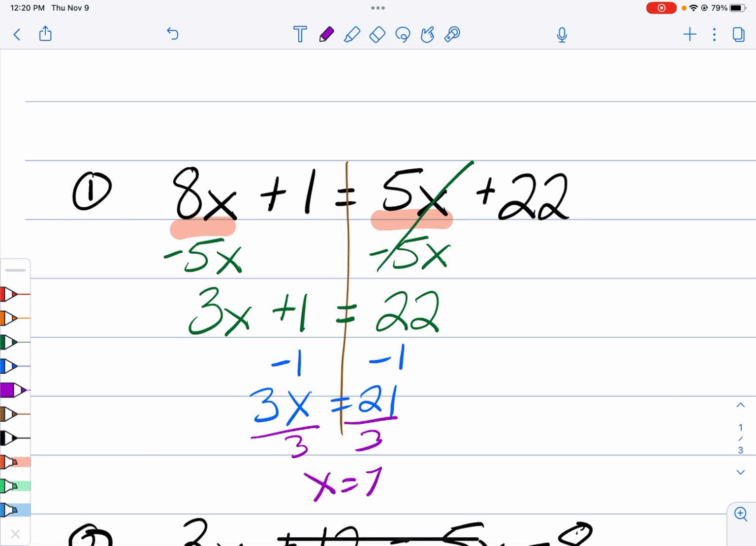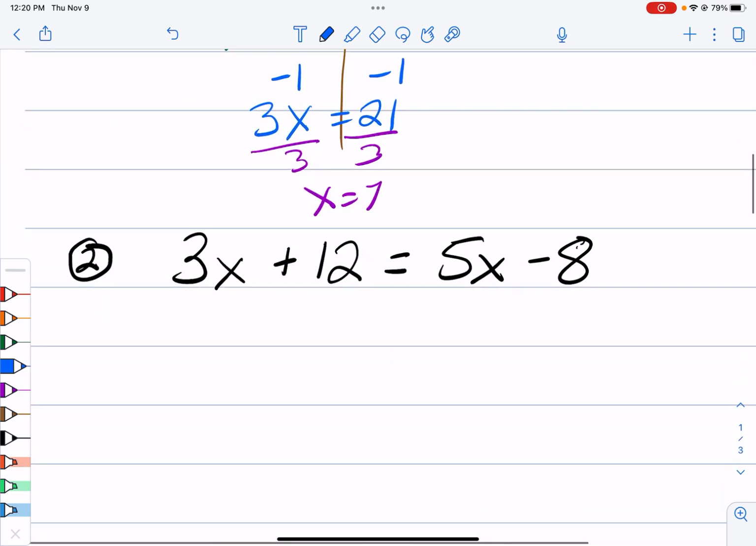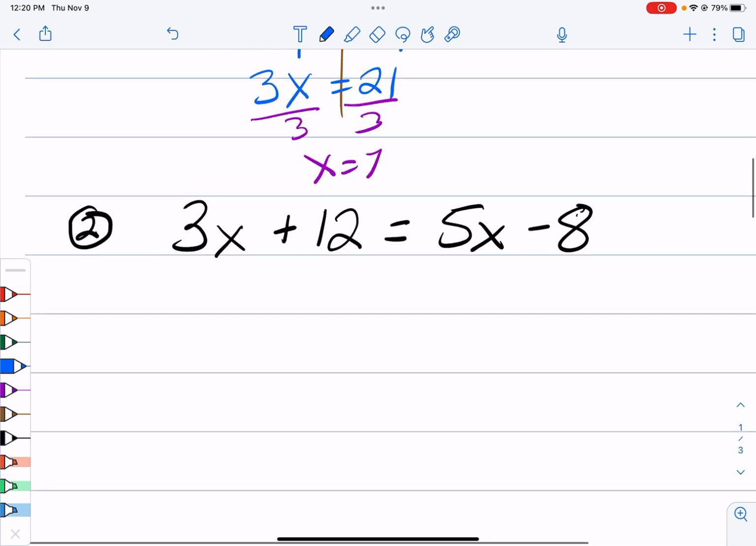So I've now just solved my equation. I had to get my variables on the same side. So this is the step that was new for today. We have variables on both sides. They need to be on the same side. Let's try another one. So we have 3x plus 12 equals 5x minus 8.